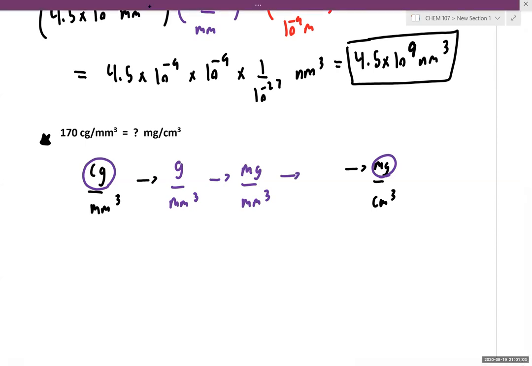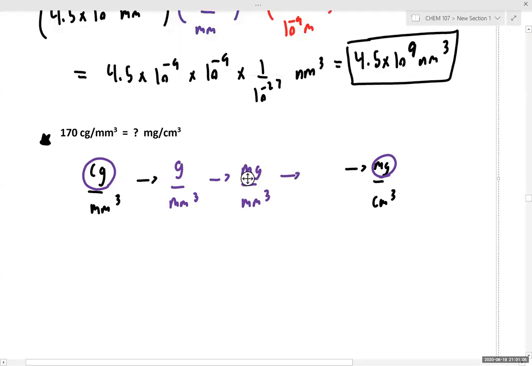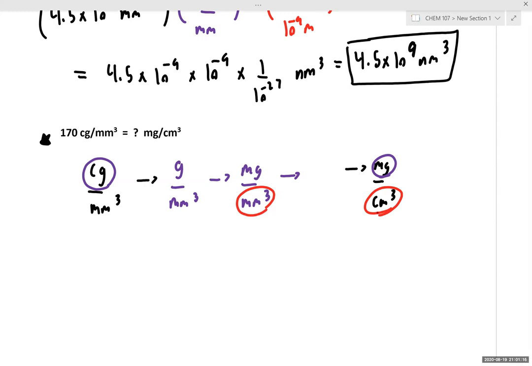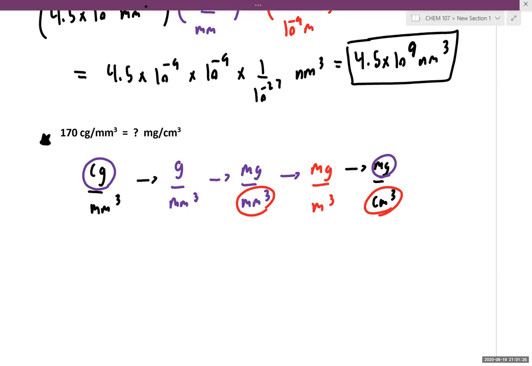Okay, for our next conversion, we want to go from millimeter to centimeter cubed. So what is our intermediate stepping stone? Meter cubed. So we're going to go to milligram per meter cubed and then to milligram per centimeter cubed.